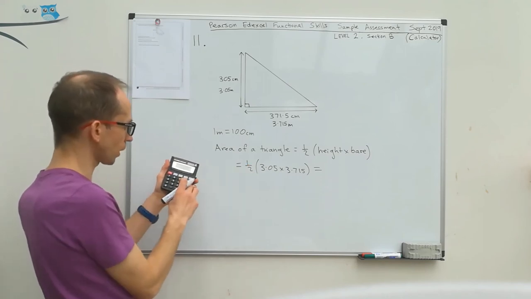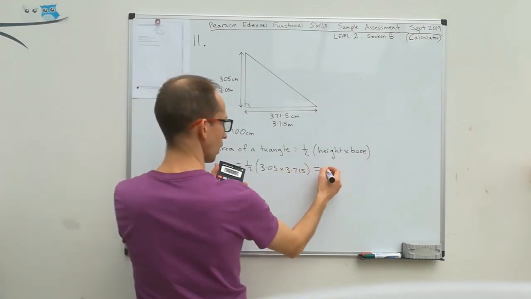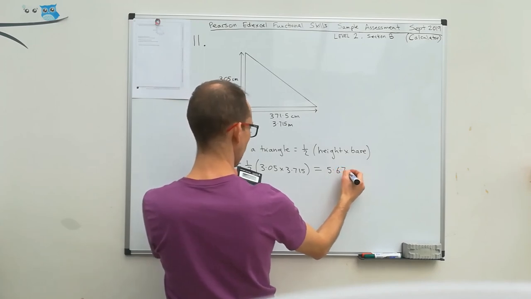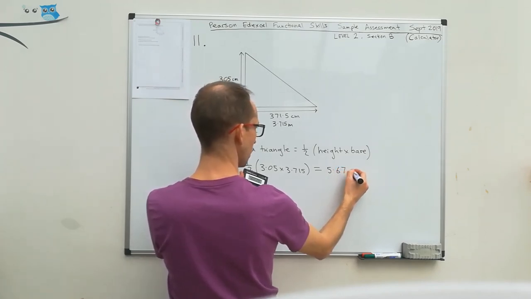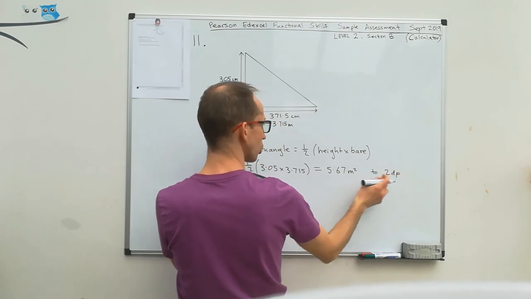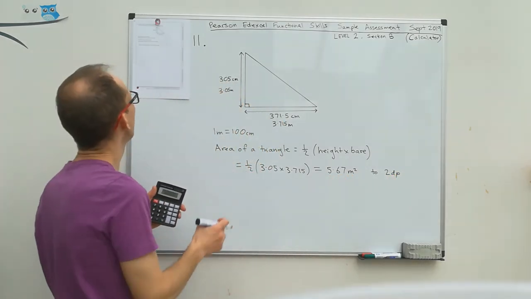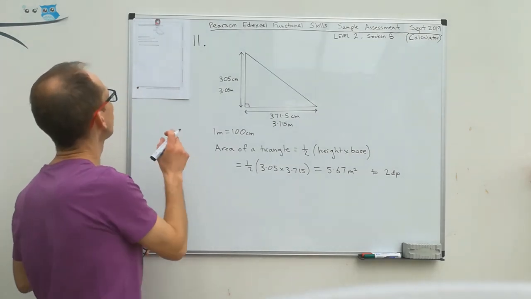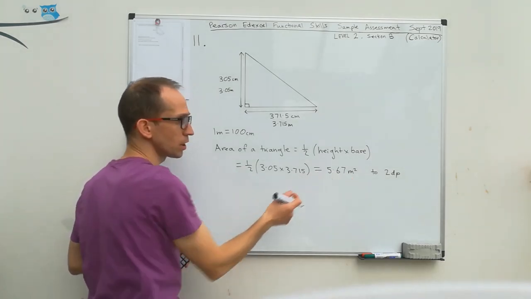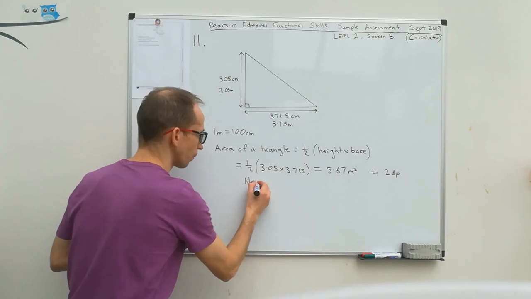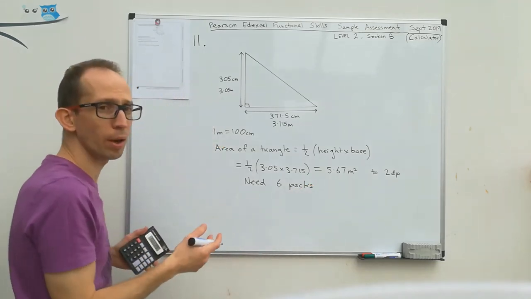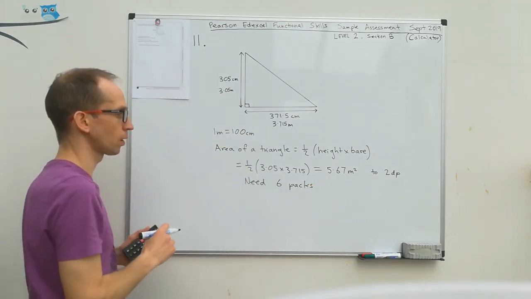I want 1/2 of that, so I can divide that by 2. And that gives me 5.67, that's going to be metres squared. You don't need to write this, but I'm going to add that's to 2 decimal places, so I've rounded that. Now for us, that isn't really important, because we know that each pack covers 1 metre squared, okay? So if we need 5.67 metres, well, we're going to need 6 packs, because you can't buy part of a pack, so we're going to need a full 6 packs.